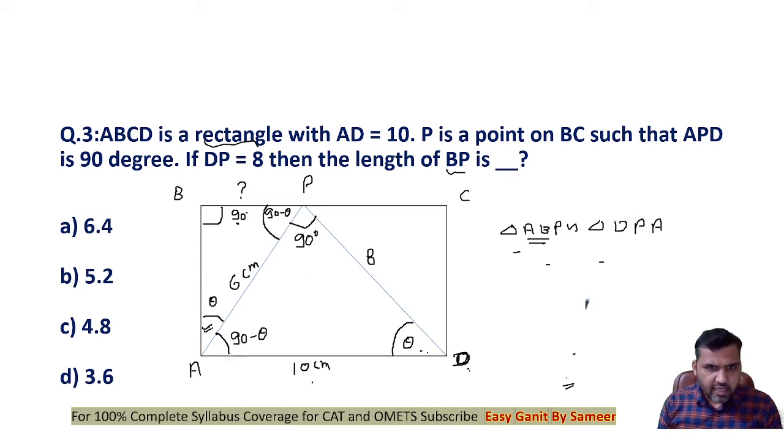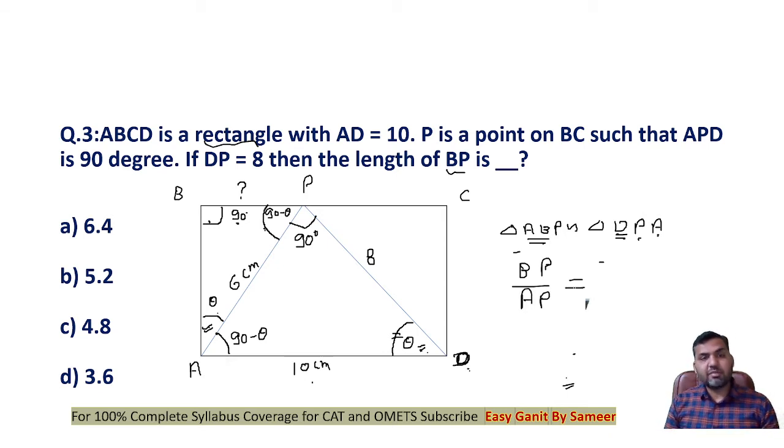Now angle A is the same as angle D, right? So therefore I'm writing down the first alphabet as D, then B is 90 degrees, so the second alphabet has to be P, and the third is 90 minus theta, which is A. This is correct. So the side opposite to theta here is BP in this triangle, and the side opposite to theta is AP here. Now BP upon AP will be equal to the side opposite to 90 minus theta.